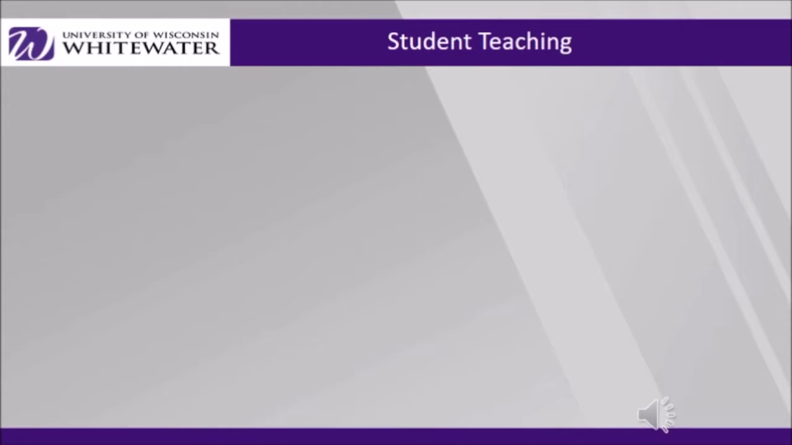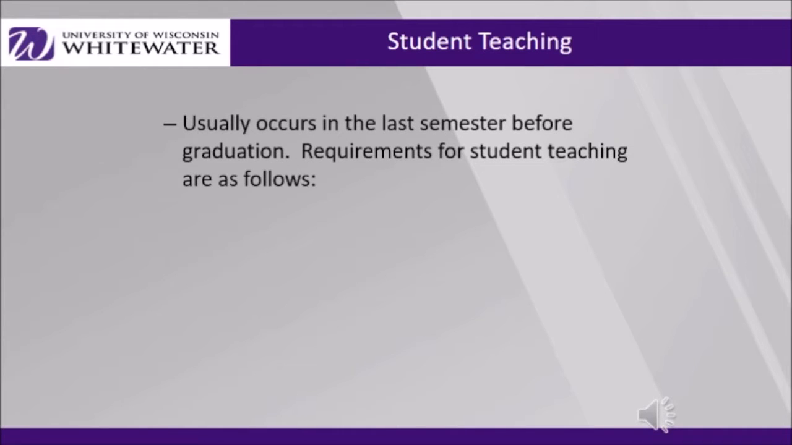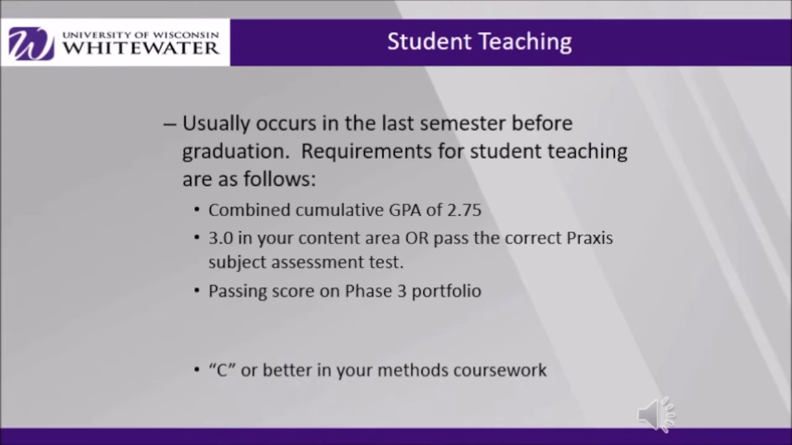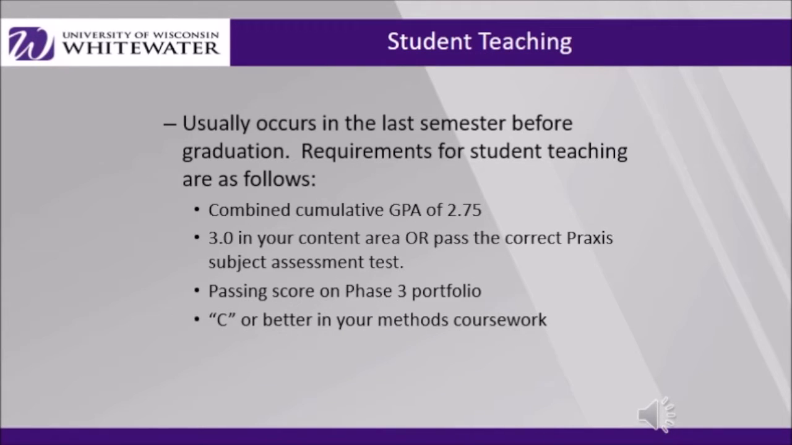Student teaching is the final experience before earning your degree and becoming recommended for licensure to teach. Student teaching usually occurs in your last semester before graduation. In order to student teach, you must meet the following requirements: a combined cumulative GPA of 2.75, a 3.0 GPA in your content area, or pass the correct Praxis Subject Assessment test, a passing score on the Phase 3 portfolio, and earning a C or better in your methods coursework.